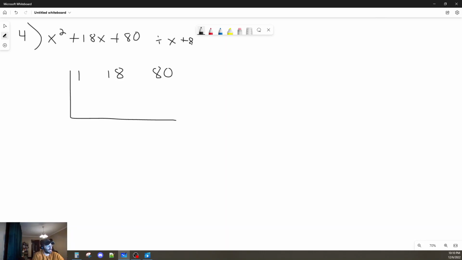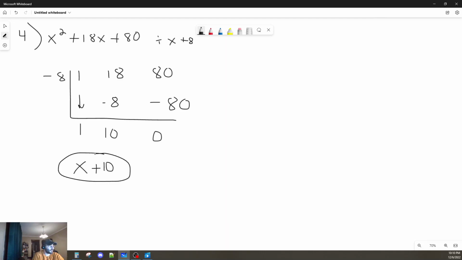We do the opposite. So instead of plus 8, you do minus 8. Drop your 1. Negative 8 times 1 is negative 8. Add these together. 18 plus negative 8 is positive 10. Negative 8 times 10 is negative 80. Add these together, you get 0. So now we're back to no remainder. Remember we started with an x squared, so we go 1 less to x, and the coefficient is 1, so it's 1x plus 10. That's what your friend got there.